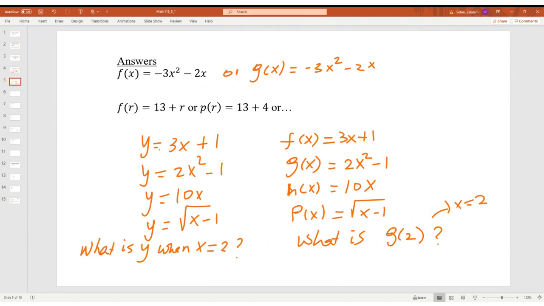If I say what is y when x equals 2, is it the first function, second, third, or fourth function? We don't know exactly. But if the function name is given, f of x, g of x, h of x, and p of x, when I say g of 2, you identify which function I'm talking about. It is the second function. Okay, that's why we needed the function notation. So that's another example.